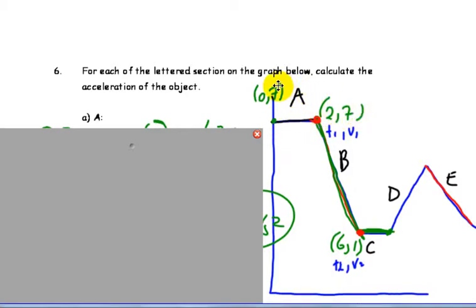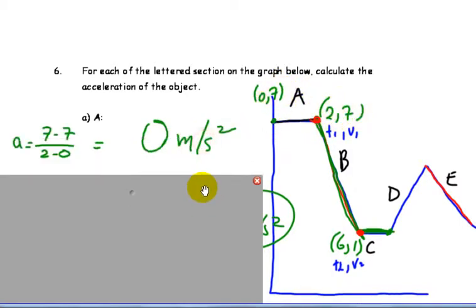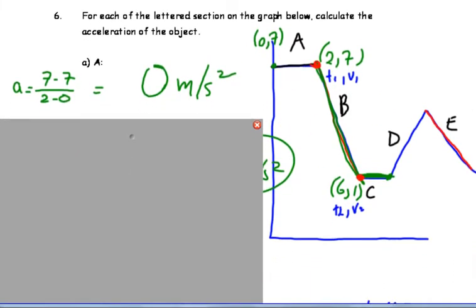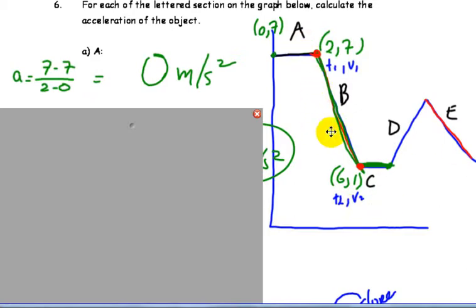So 7 minus 7 over 2 minus 0. Of course, that's going to give you 0, and you can see here the velocity is staying the same, not changing. So of course, I'm not accelerating. Maybe pause the video right now and see if you can determine the values for B, C, D, and E there.